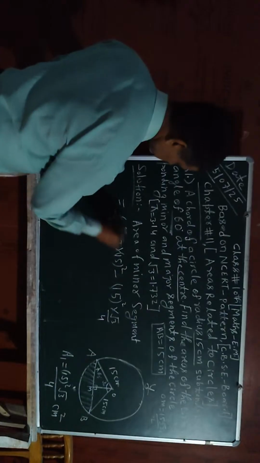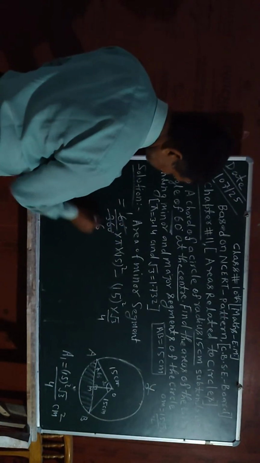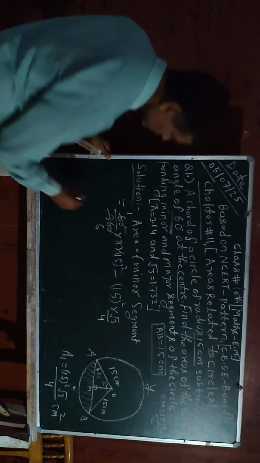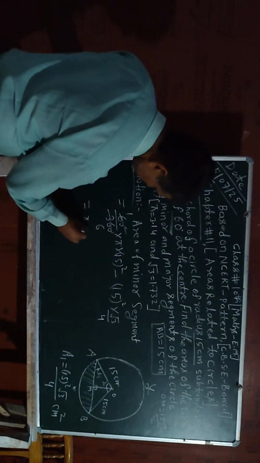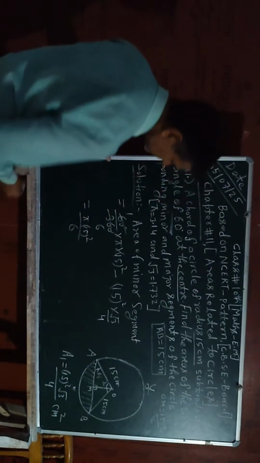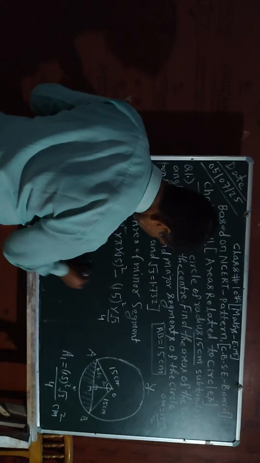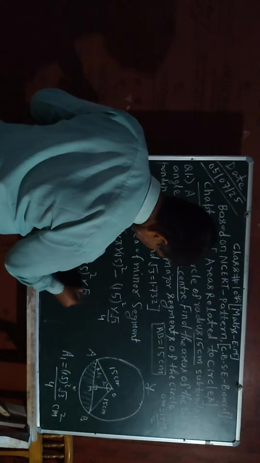Now 60 by 360 is 1 by 6. So here I will write pi into 15 square divided by 6, minus, again here I will write 15 square into root 3 divided by 4.